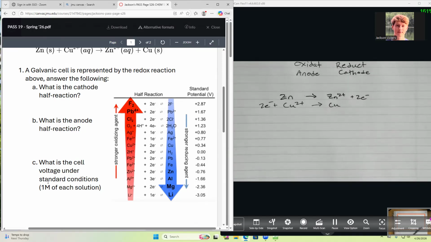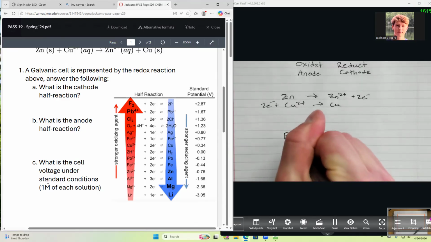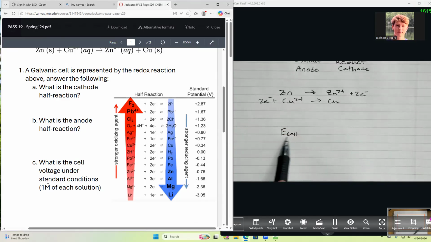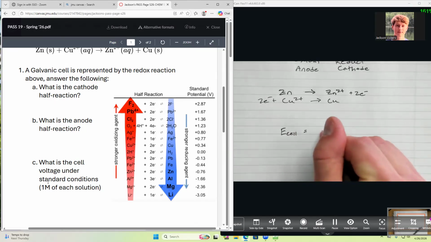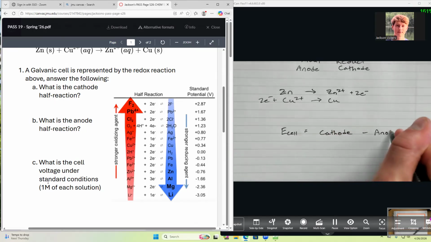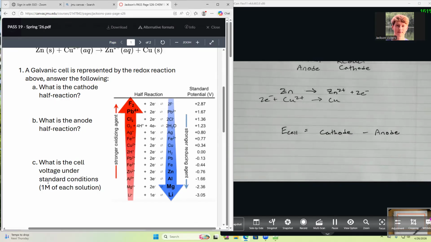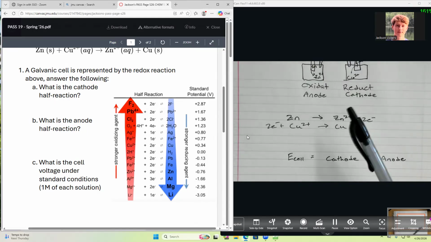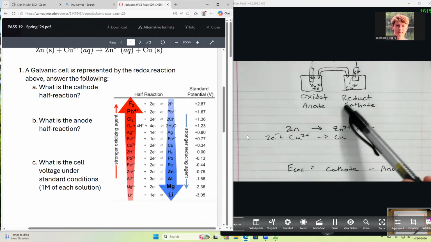The formula here is E cell. That's what the cell voltage looks like. It's going to be, with a capital E, equal to cathode minus anode. You're always going to be given the standard potentials for these half reactions in a table that looks like this. So if we have to do cathode minus anode, and here are the half reactions, the cathode has to be copper going to form copper solid, right? Because that's the site of reduction.